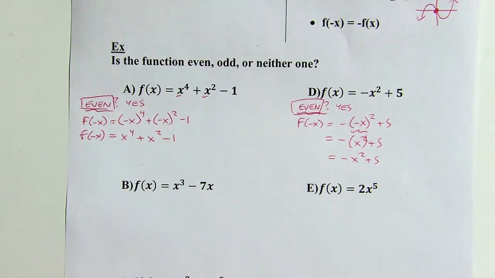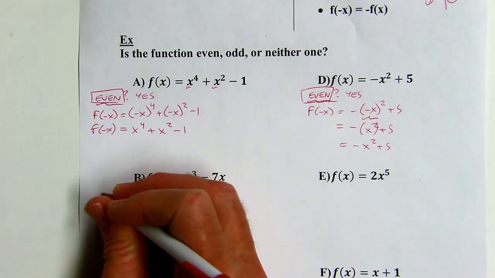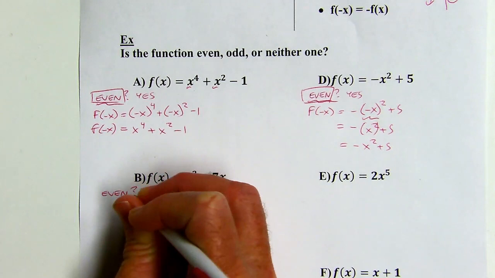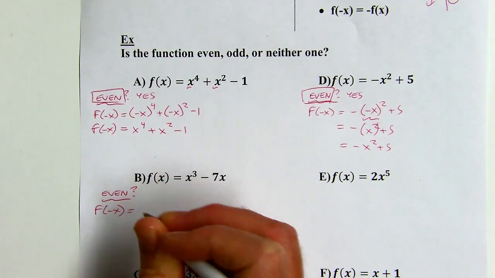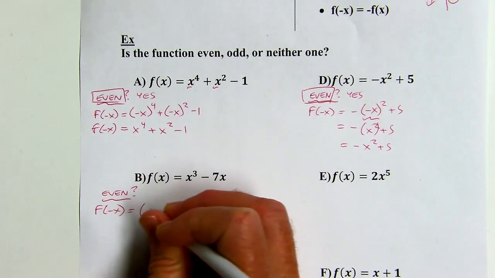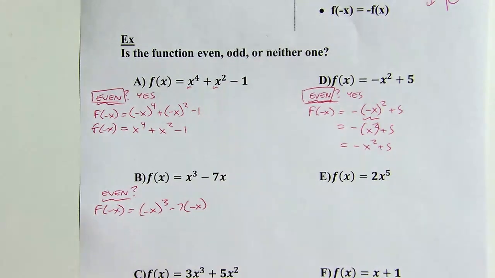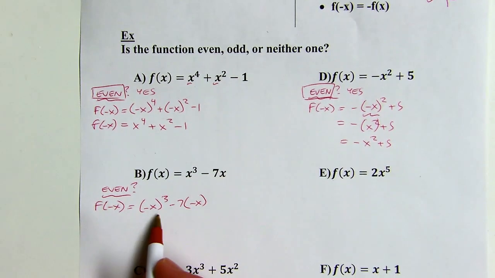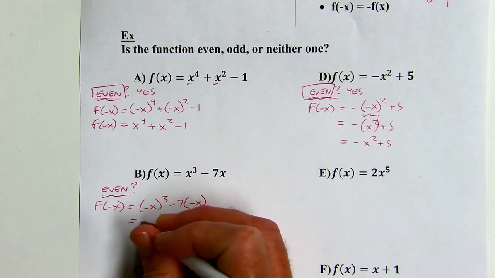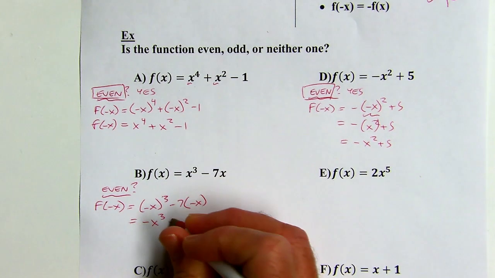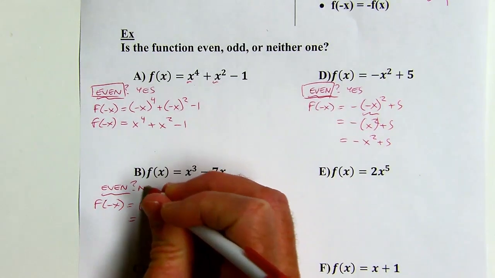Okay, all right. So let's try this one. Is this even? Let's find f of negative x. Okay, and I'll simplify this. When I'm raising a negative number to an odd power, it's going to come out negative. And that will be plus 7x. Oh, okay, so my answer here is no, it's not even.